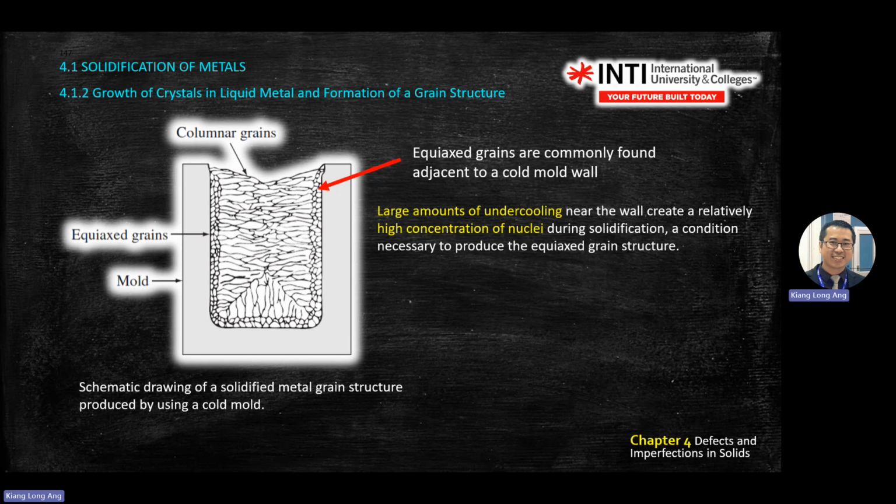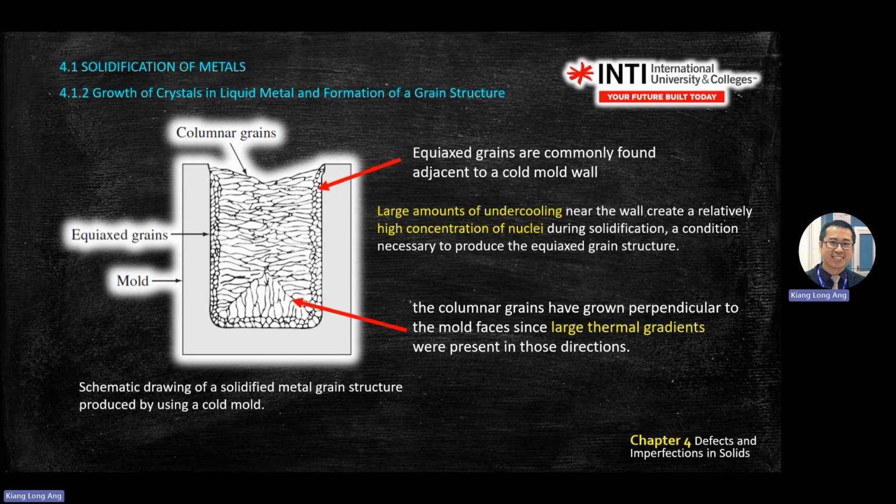Some processes need to warm the mold, some do not require it. It depends. All right. So again, the keyword to explain these two types of grain is the gradient. The gradient of your temperature. Thermal gradient. A large thermal gradient applies for columnar. And the equiaxed one is because of the high concentration of nuclei at the wall there.